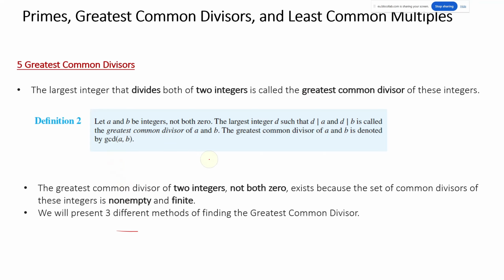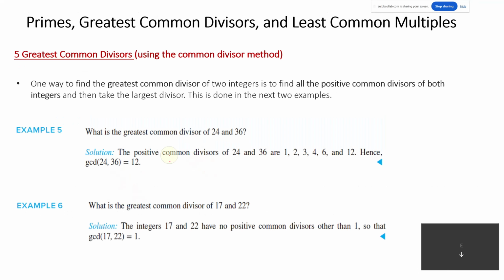So we'll present three methods. Okay, fine. So let's find out the first way how to do that. I mean, I obviously showed one way. So it's just to find the common divisors, the positive common divisors. What's the greatest between 24 and 36?